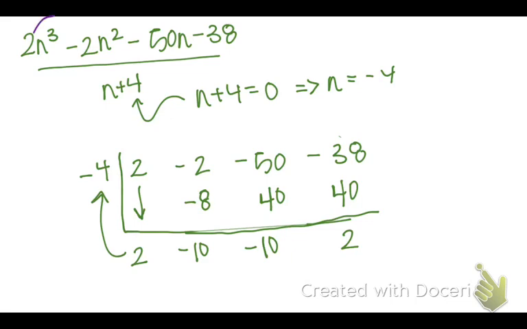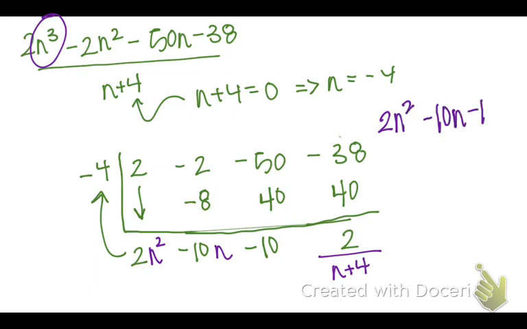Now this was an n cubed, which means this is 1 less, so this is going to be n squared. This will be n. This is our constant, and this is our remainder, so I'm just going to put it over what we were dividing. So our final answer here is 2n squared minus 10n minus 10 plus 2 over n plus 4.